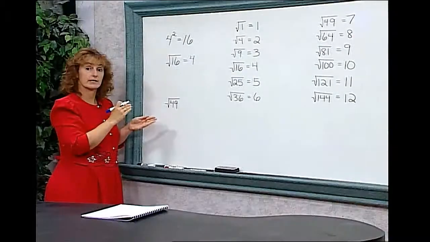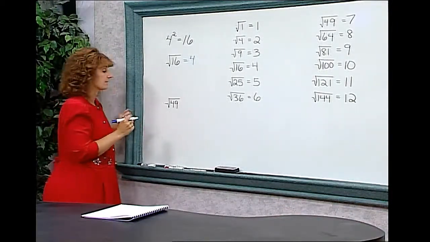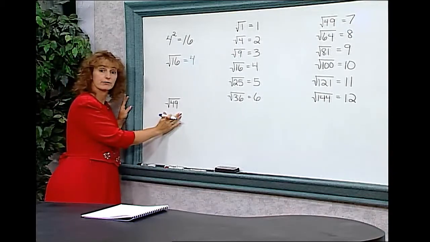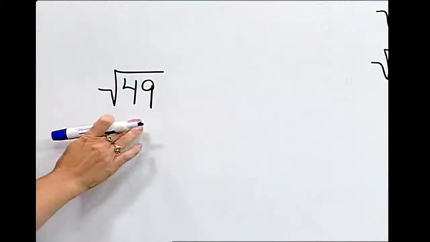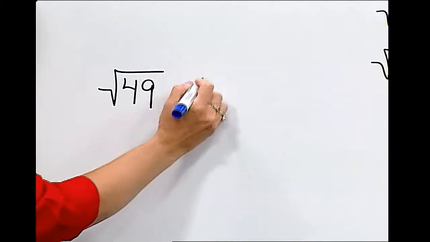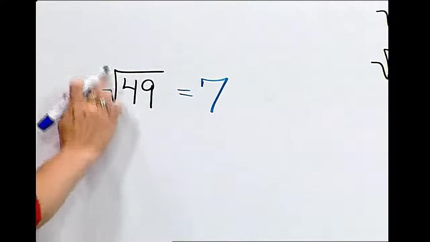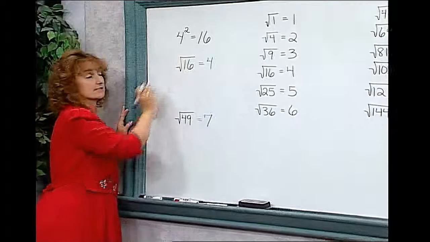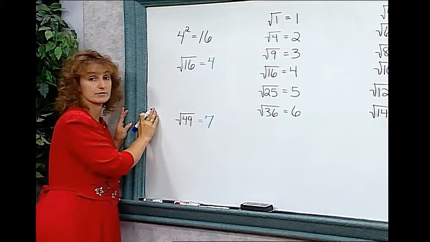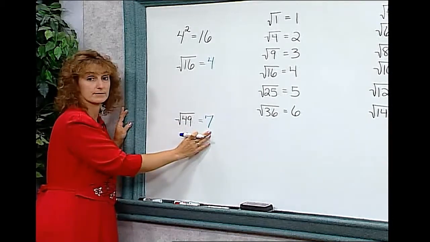So squaring and square rooting are like plus and minus. They're opposites. Let's look at the square root of 49. What number times itself equals 49? If we have our multiplication tables memorized, we know that answer would be 7. The symbol you see here above the 49 and the 16 is called the square root symbol. We use that to show square root.